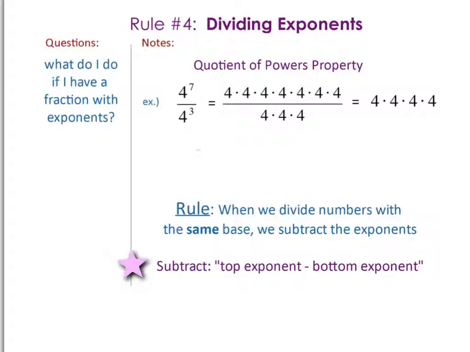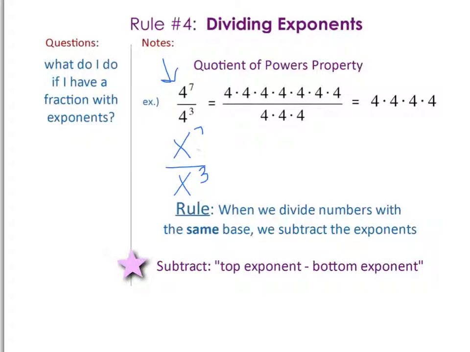Well, my question is, what do I do if I have a fraction with exponents? So sometimes we'll see the fraction like we have over here, 4 to the 7th divided by 4 to the 3rd. You may also see this just with variables as x to the 7th over x to the 3rd. So the best way to explain this is to think about it in factored form.